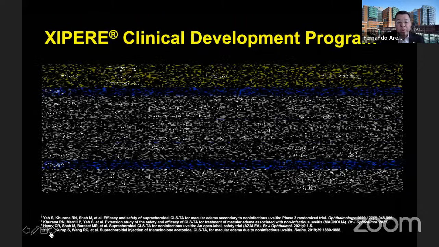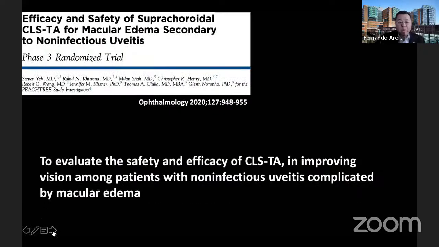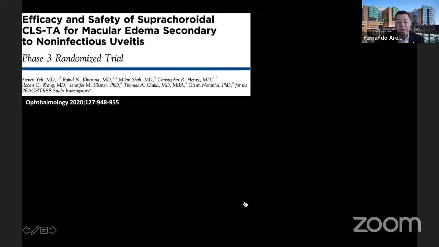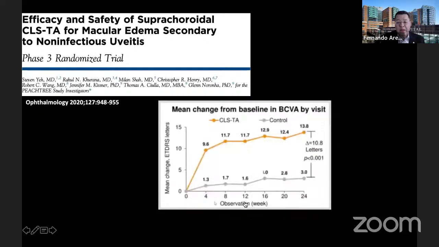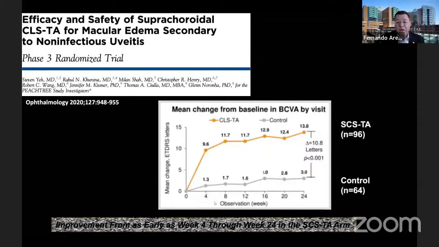And these are the studies that were done to get the approval. In this study, it was performed to evaluate the safety and efficacy of the suprachoroidal triamcinolone in improving vision in patients with macular edema and non-infectious uveitis. And we can see how patients injected with the suprachoroidal triamcinolone had better visual acuity than control.